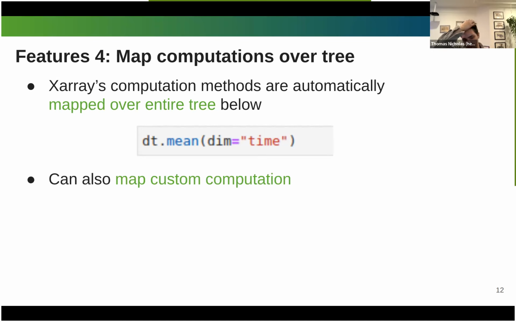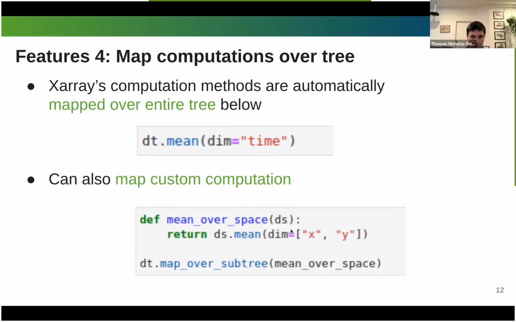As well as providing the default, like the normal Xarray API, we can also map custom computation over the tree. So if I have a more particular type of mean I want to perform, in this case just over X and Y, like latitude and longitude or whatever, I can map that arbitrary operation over the whole tree as well.